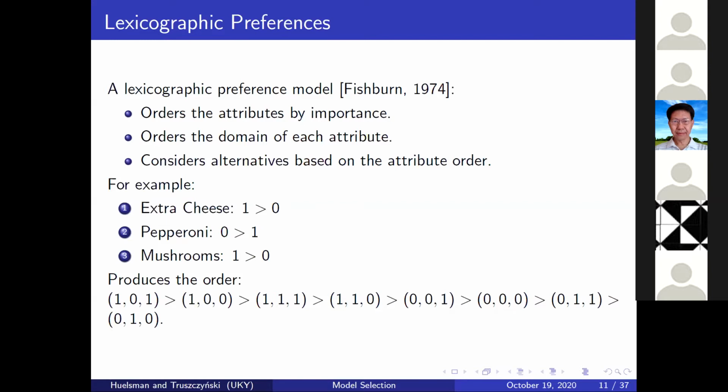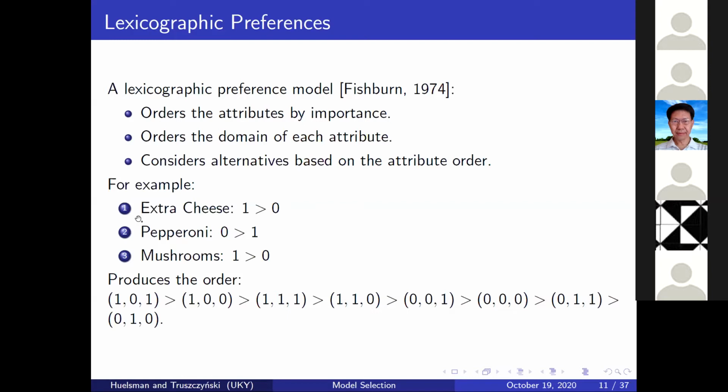Starting out here, we're looking at what are called lexicographic preference models, or LPMs for short. These have a couple of components. The first component is that the attributes are ordered by importance. Then there is also an order for each domain of each attribute. And the way that we determine preferences, we consider alternatives based on the attribute importance order.